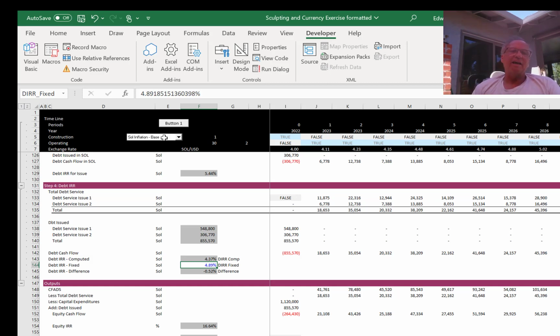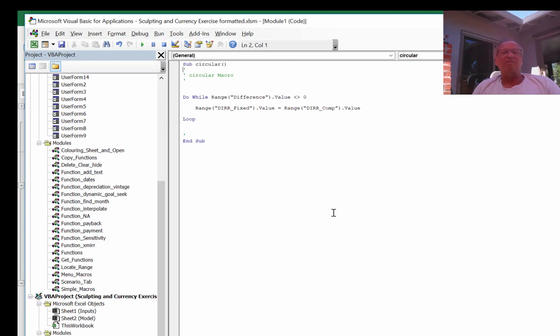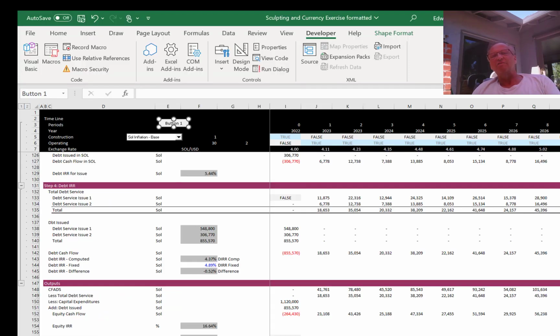So we get a difference. And all we need to do then is make a very simple copy and paste. Now, I'm going to do this with our taxes and with changing the DSRA, the interest during construction, the depreciation on the IDC, and you get a nightmare circular reference situation. In this case, because I used a simple one, we just take the difference and go around, do while the range of the difference is not equal to 0. We set the fixed equal to the computed, and we go around and around, and we have it. And then you can click on the button.